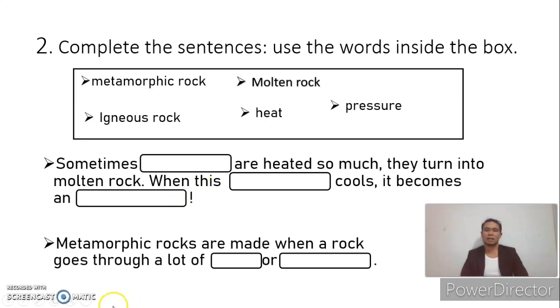All right. The same as this one: metamorphic rocks are made when a rock goes through a lot of blank or blank. You can choose here. The answer is here. One, two, three, four, five. But make sure you pick the correct answer and write the correct spelling.